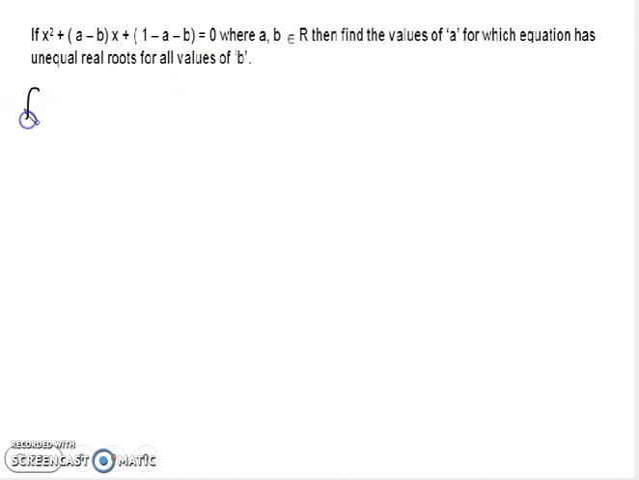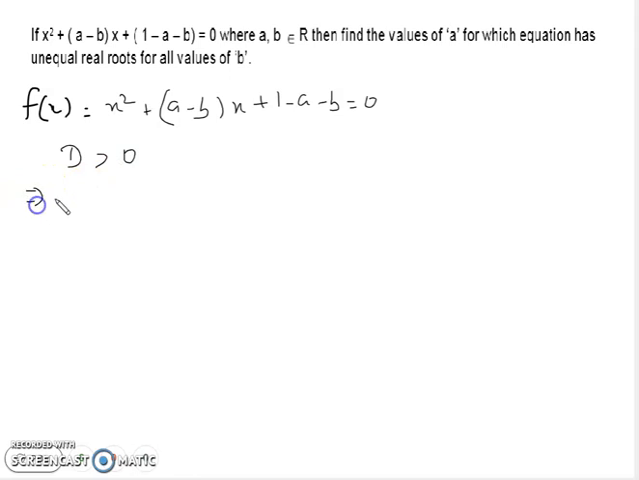So we can suppose this equation is equal to f(x). f(x) equals x square plus (a minus b) into x plus 1 minus a minus b, equal to 0. For unequal real roots, we know that D is greater than 0. It means (a minus b) square minus 4ac is greater than 0.